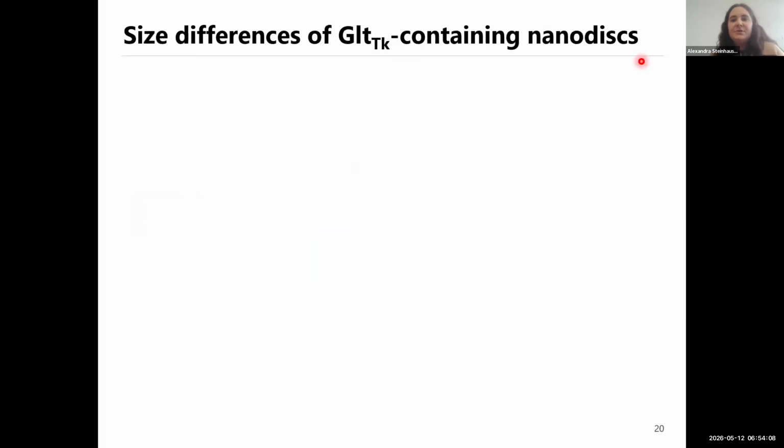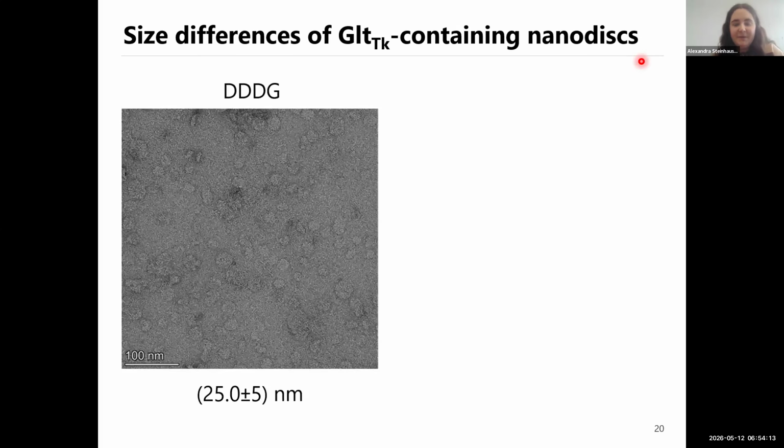But for this reason, we wanted to see how they look. So we did negative stain electron microscopy, and we see DDDG nanodiscs here. So this is GLTTK in these nanodiscs, and they have a varying size of 25 plus minus 5 nanometers, which is quite on the higher side. But this is something that was expected because these native nanodiscs don't have a restriction in size. So sometimes they will extract more lipids, sometimes they will extract less lipids. That's why it's more heterogeneous.